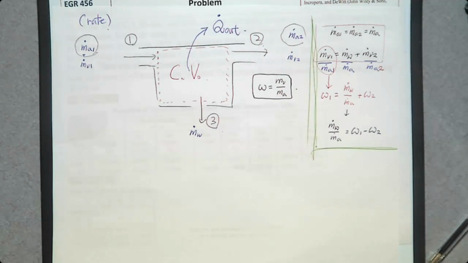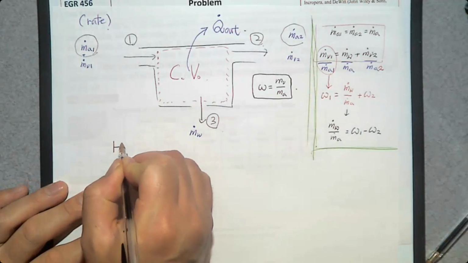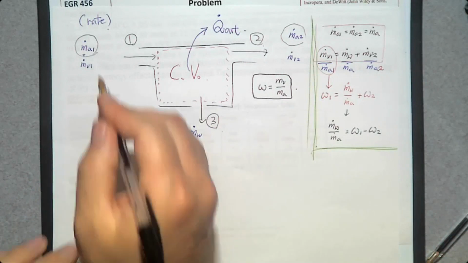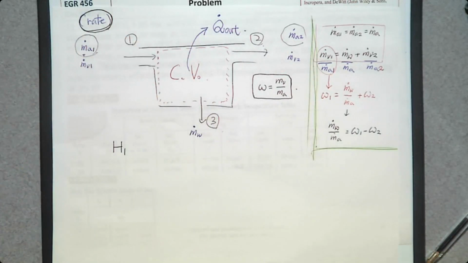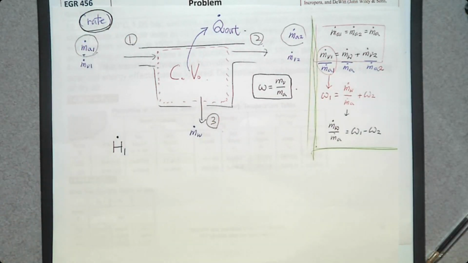So the total enthalpy at the inlet number 1, H1, but we are using what? Rate form. So what is the rate of enthalpy? H dot. So H dot is the energy transfer that goes into this control volume. Is there any other energy transfer that goes into this control volume? No, this is the only one.